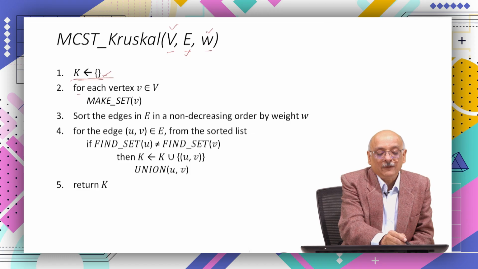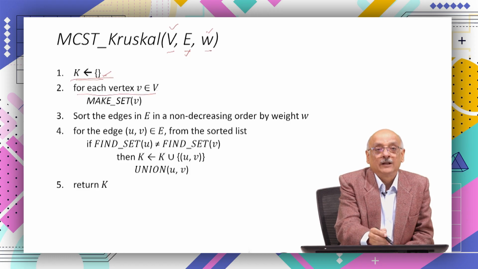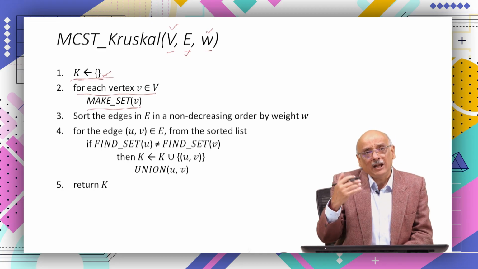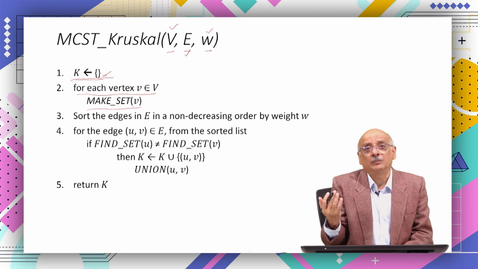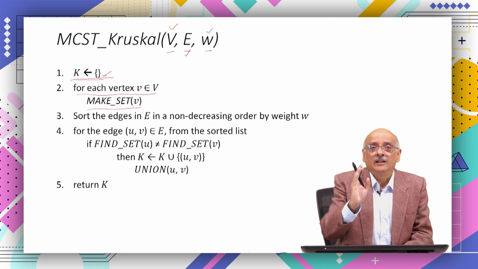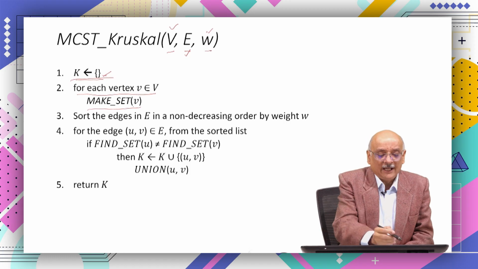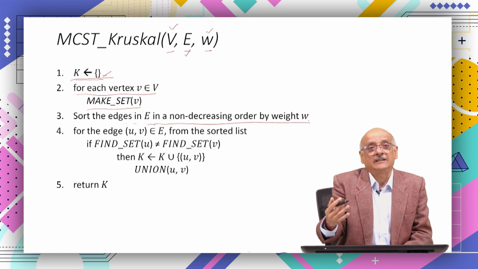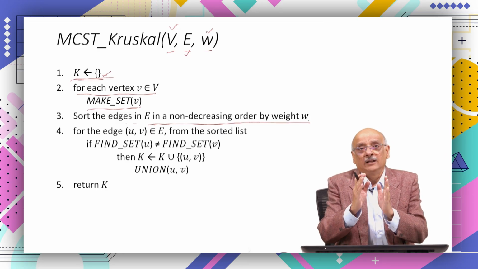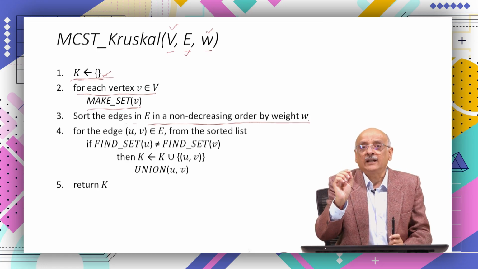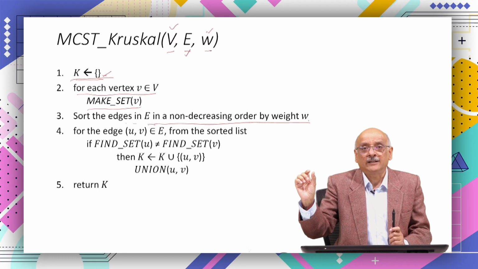Now what we will do is, for each vertex V which is part of the set of vertices, make set of that particular vertex. That means every vertex will be assumed to be in a set of its own. So suppose there are n vertices, we will be creating n sets. All right. Then we will be sorting the edges E in a non-decreasing order by weight. So what we have done? We have done 2 things. Number 1, we have created a set of vertices, right?